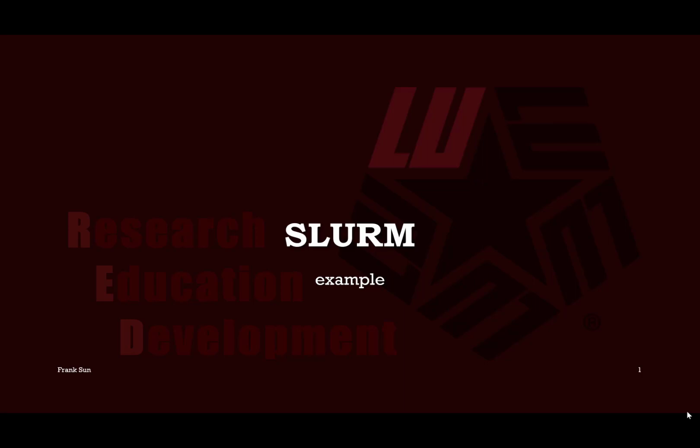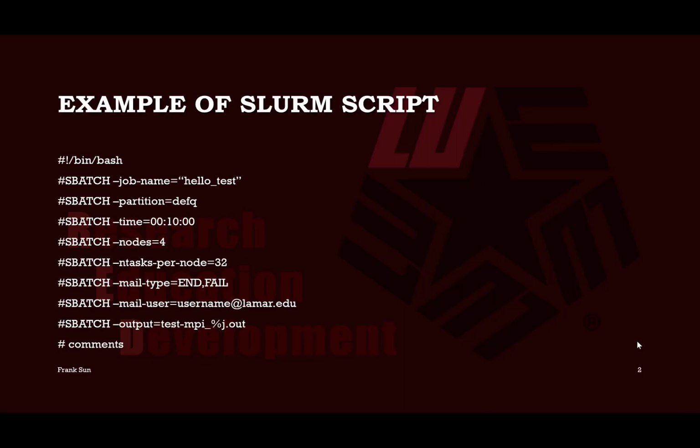In this video, I'm going to show an example of a Slurm script. You need to use your vi editor to create a text file. The first line is #!/bin/bash. In our RED HPC, the default shell is the bash shell.